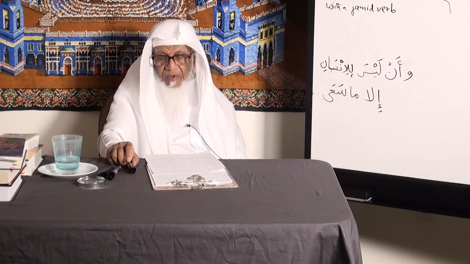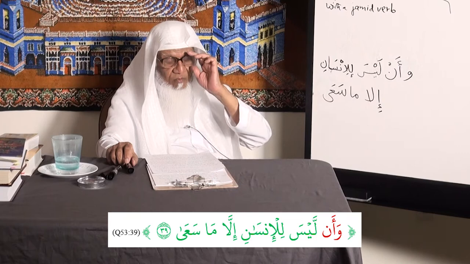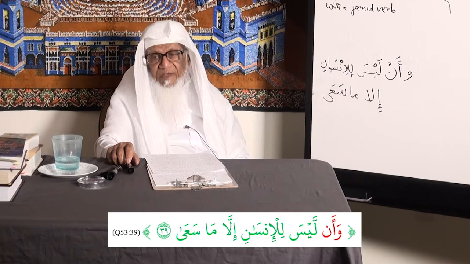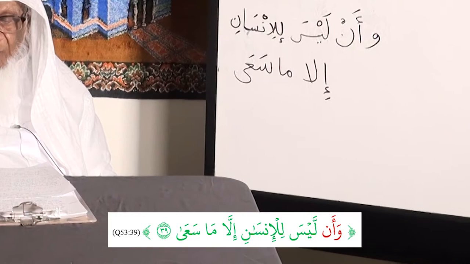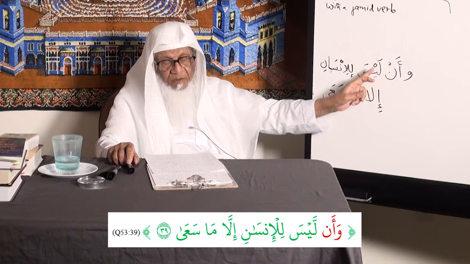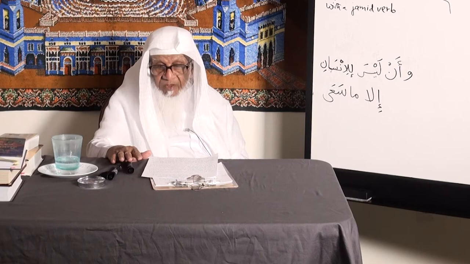And then wa an laysa lil insani illa ma sa'a. Here we say an hu, and hu here is dhamir shan, which has to be omitted. Wa an hu, and that the fact is that laysa lil insani, man does not have, except what he strives for, what he works for. وَأَنْ لَيْسَ لِلْإِنسَانِ إِلَّا مَا سَعَى. Here an, and this is the khabar, and the ism of an is hu, which is dhamir shan, which has been omitted. Now in these two cases, jumla ismiya and jumla fi'liya with a jamid verb, the an is followed by the sentence directly.